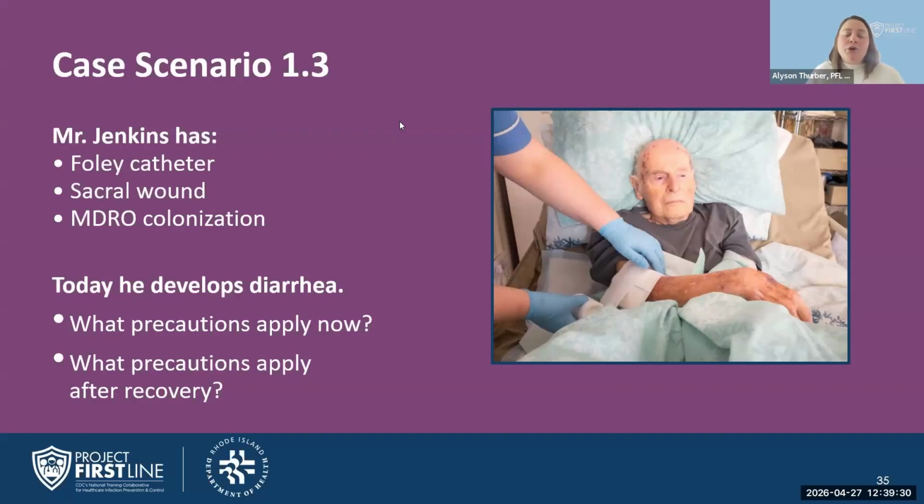So these small changes in precautions seem really silly to us, right? Why don't we just put on a gown and gloves and put them in isolation? But these small changes in precautions matter because they help prevent unnecessary isolation while still protecting residents and staff.